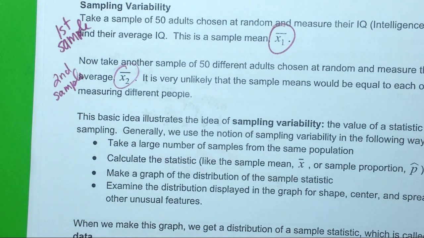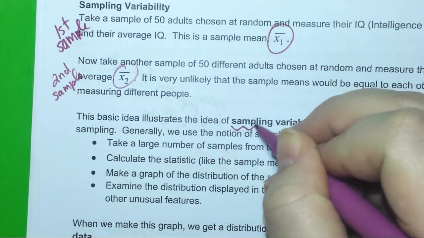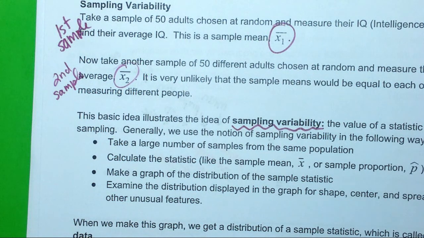Okay, so this illustrates the idea of sampling variability, which we know is important to us. The value of a statistic varies in repeated random samples. We're not surprised. Generally, we use the notion of sampling variability in the following way. So this is Kenzie's suggestion.